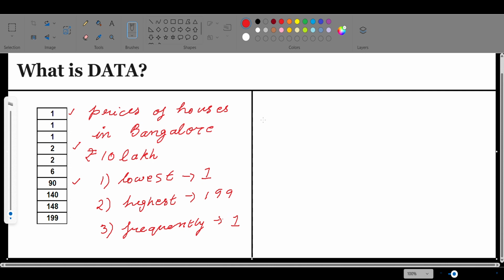This is the difference between data and information. A lot of people get confused and think that data and information are the same thing, but in fact they are not. When you saw these numbers and they were just random numbers to you, they did not make any sense. That's when these numbers were data. But as soon as you started analyzing them and understanding, oh, these are the prices of houses, the lowest cost house I can find in Bangalore would be 10 lakh rupees. That's when this data started giving you information.